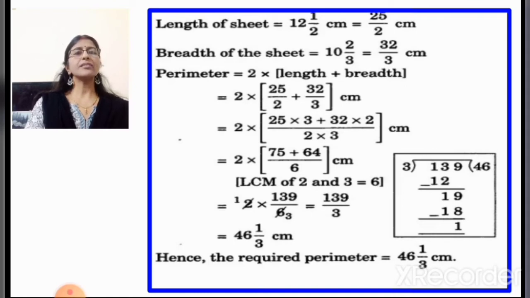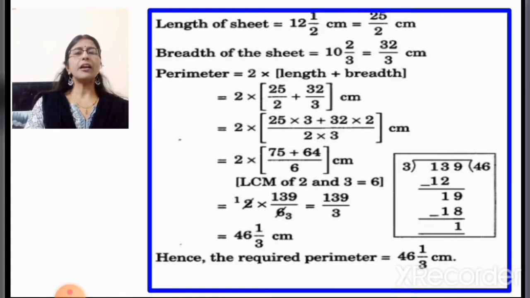Now, breadth also is given in this form, in mixed fraction form. Breadth of the sheet is given 10 2/3. So, this also we will convert into an improper fraction first. 10 is the whole number. It will be multiplied by the denominator. 10 3s are 30 plus the numerator 2, that will be 32/3.